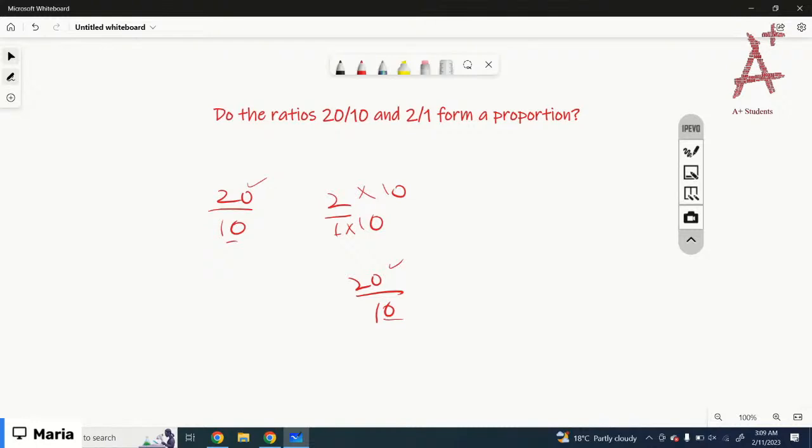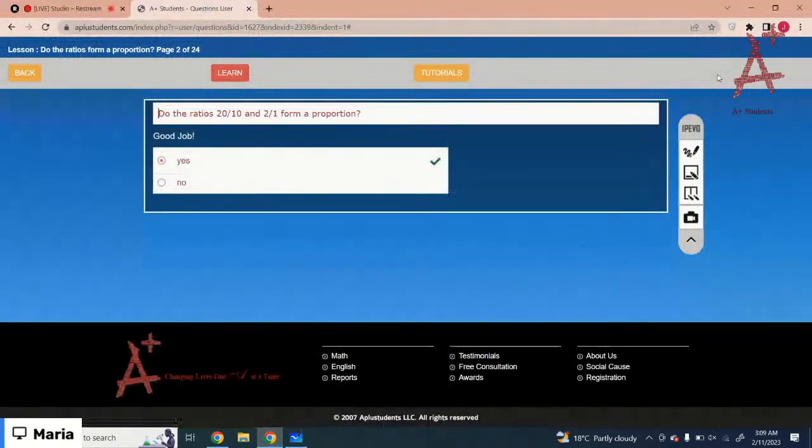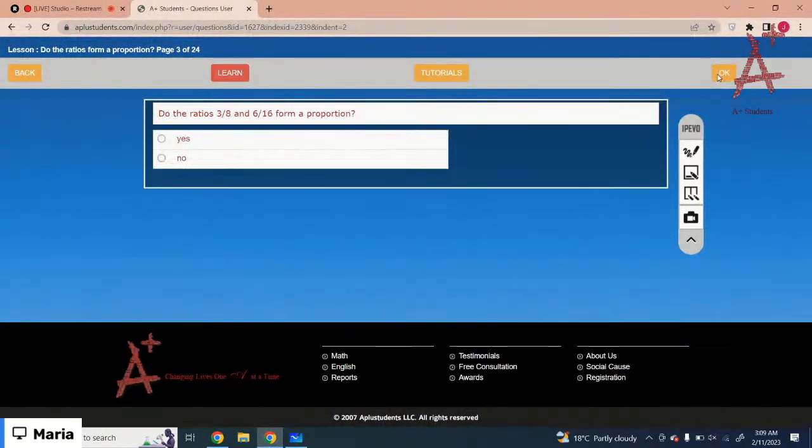So that means they form a proportion. The correct option is yes. If they have the same denominators, just compare their numerators, and if they have the same numerators, that means they form a proportion.